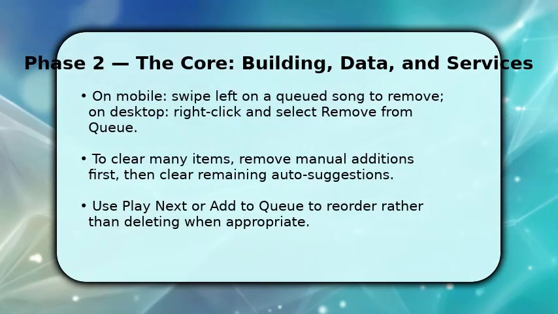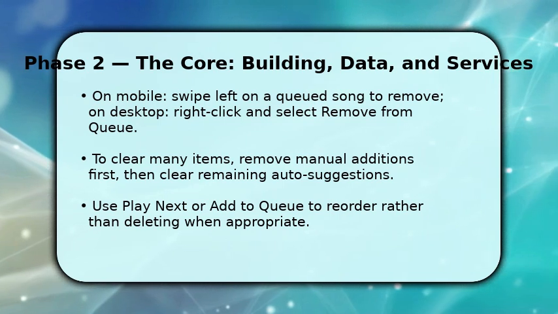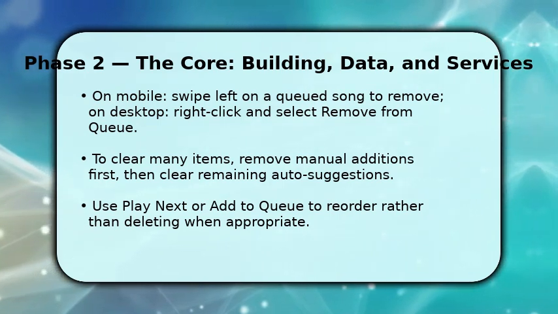Once you're viewing the queue, remove entries precisely. On mobile, swipe left and tap Remove. On desktop, right-click a song and choose Remove from Queue.